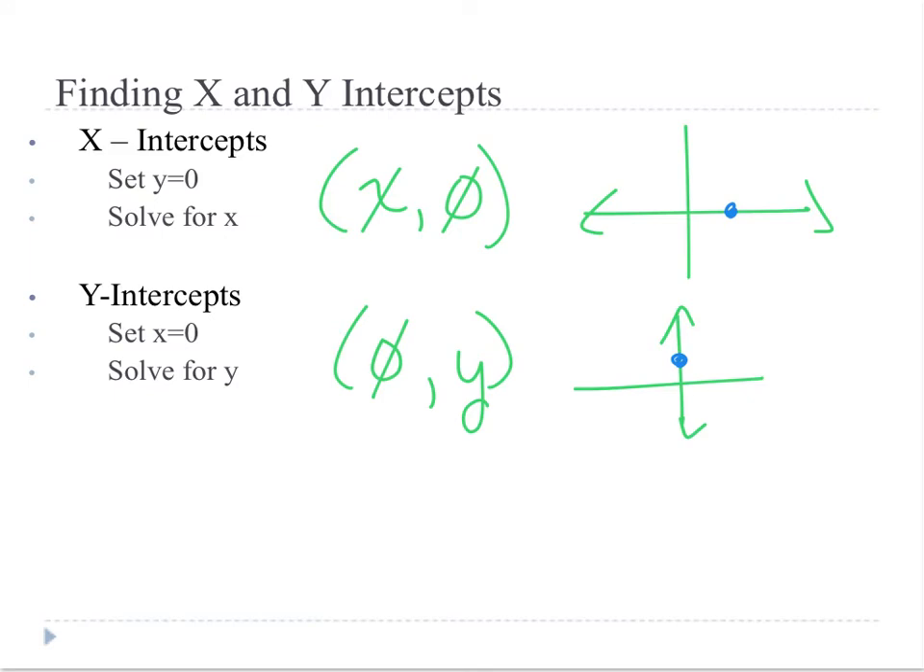Using standard form makes it easy, or at least easier, to find these values. To find the x-intercept, you set the y value to 0. And then the only variable remaining is x, and you solve for that to find your x value. So you can determine where it lies on this line. For the y-intercept, you set the x value to 0, solve for the y value, and that will tell you where it lies on this line.